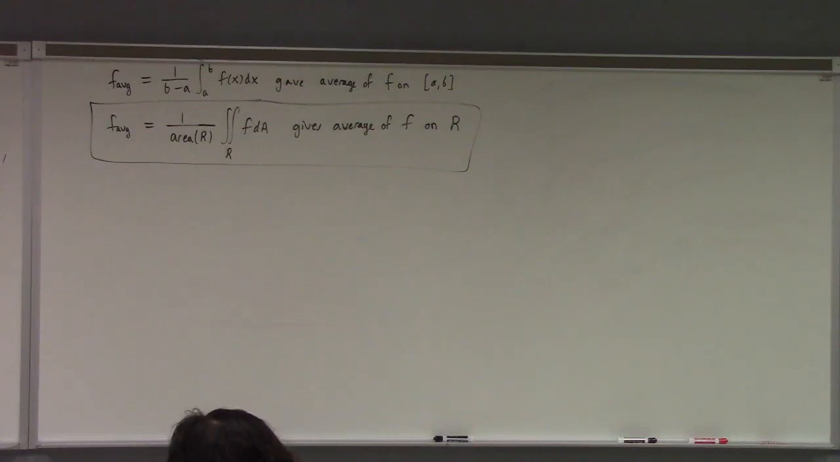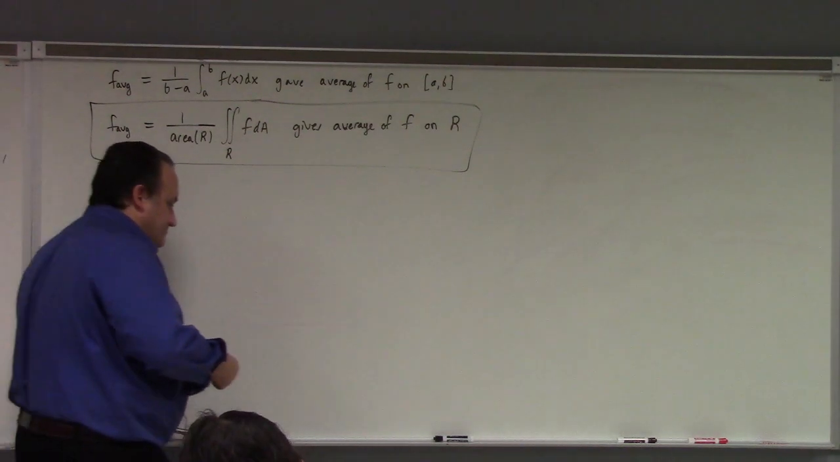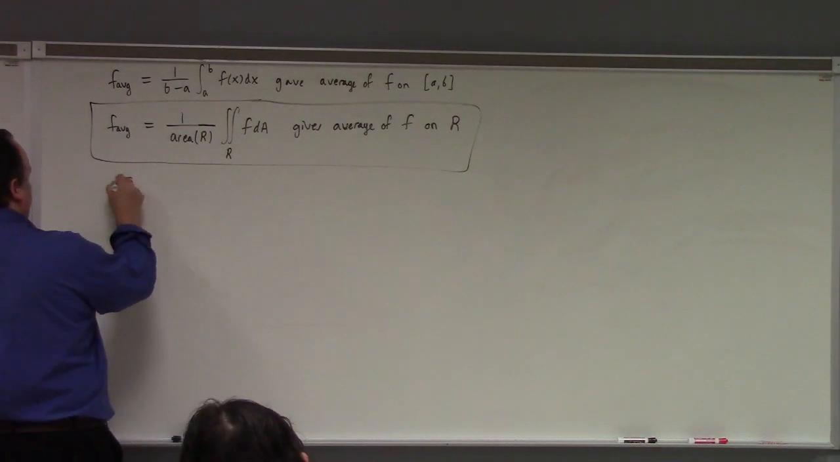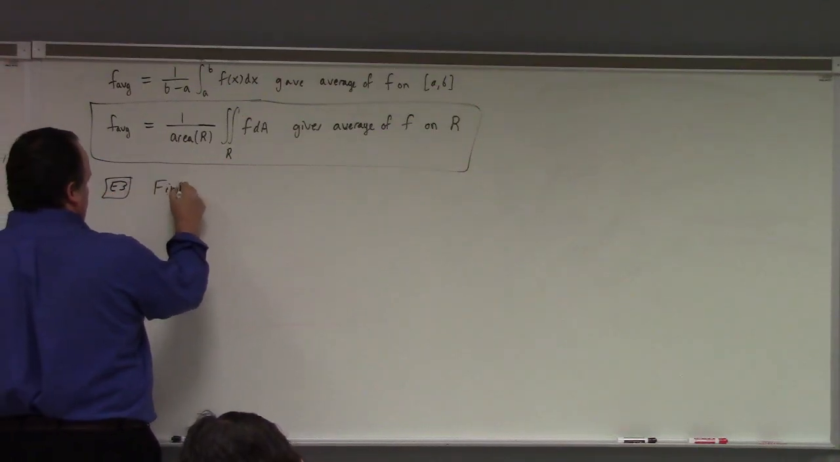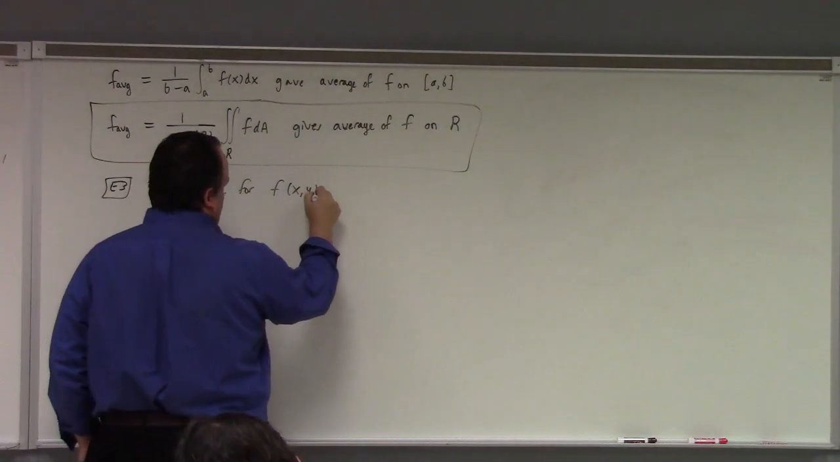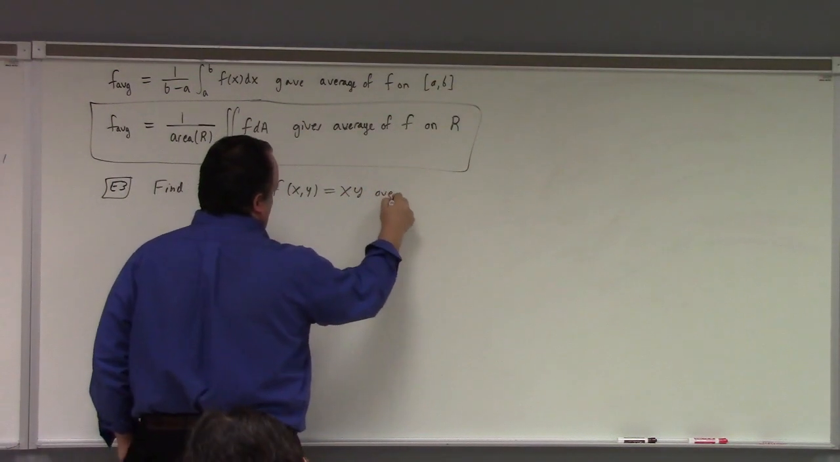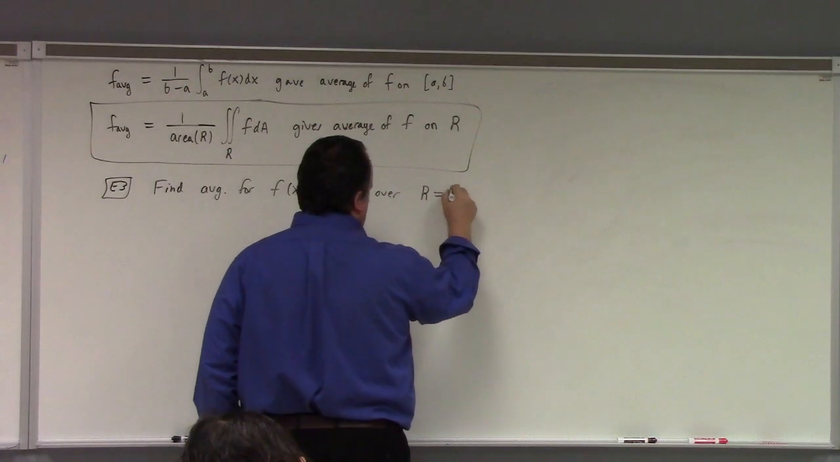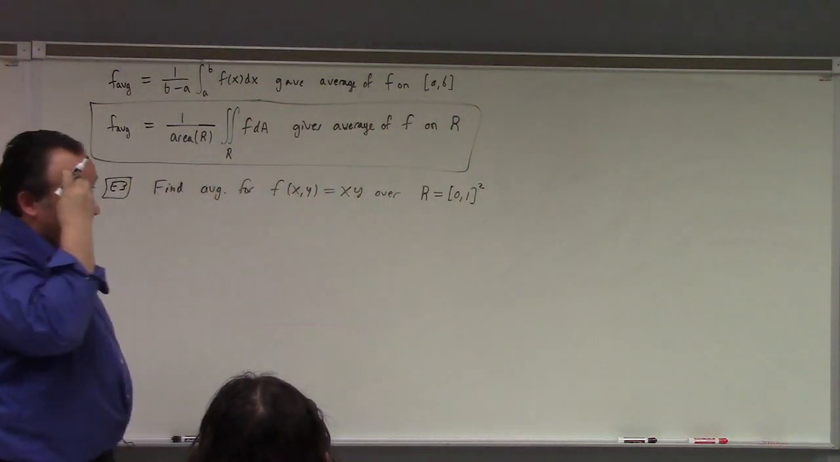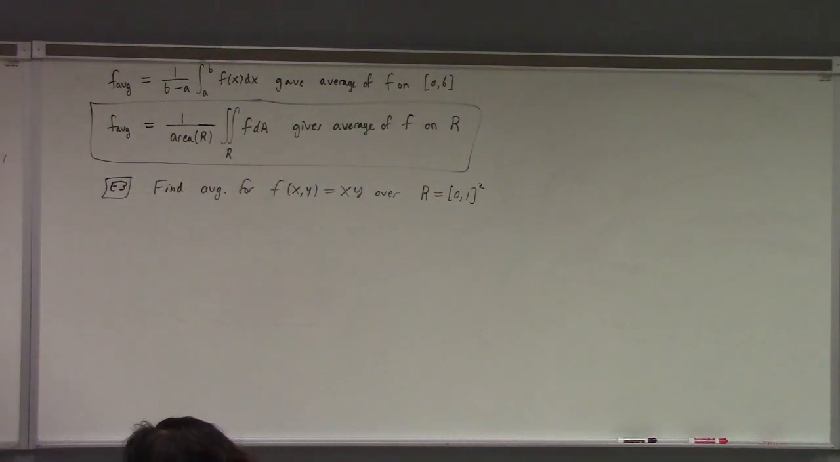I'll use that to try to make some examples. We'll see if they're easy or interesting. Let's find out. So example 3, let's find the average for f of x comma y equals x times y over, we'll make R relatively simple here. This is kind of a throwback to last class, just [0, 1] squared. That's just a fancy notation for the unit square.